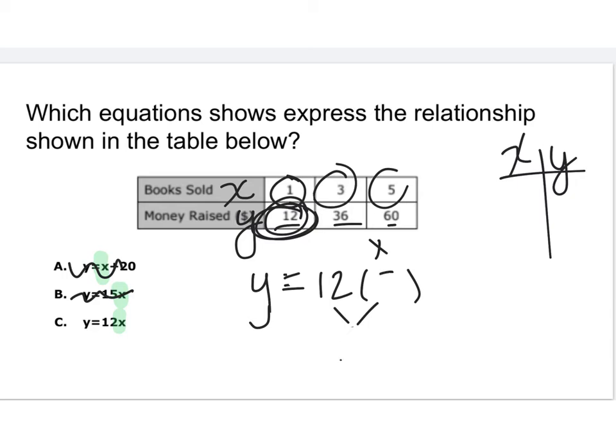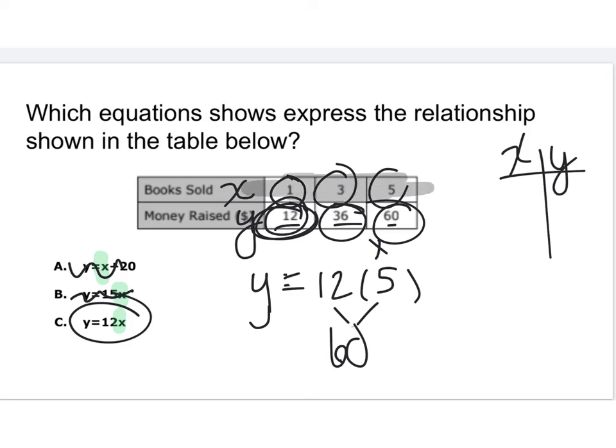So let's put in a 3. 12 times 3 is 36. That matches. Let's go back and check one more time with the 5 just to be 100% sure that we are correct. 12 times 5 is 60. That is right. So therefore that is our equation. So we're taking these x values here and plugging them in for x in each of these equations to see which one gives me these y's.